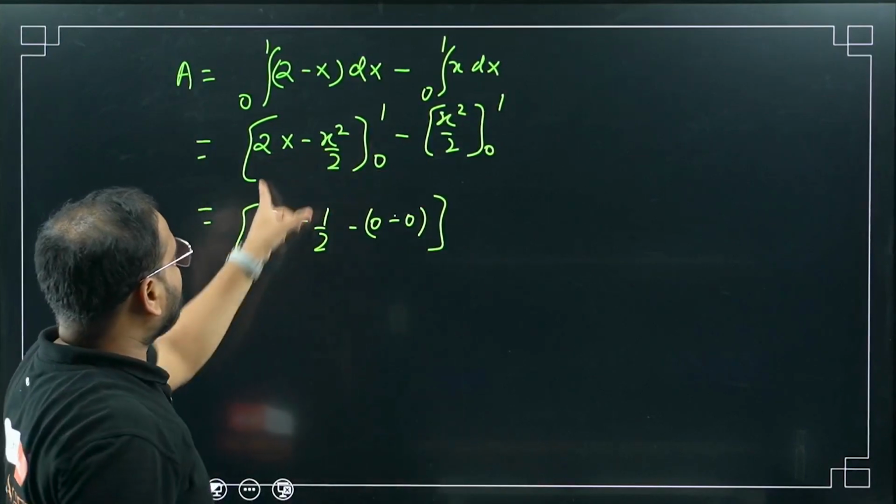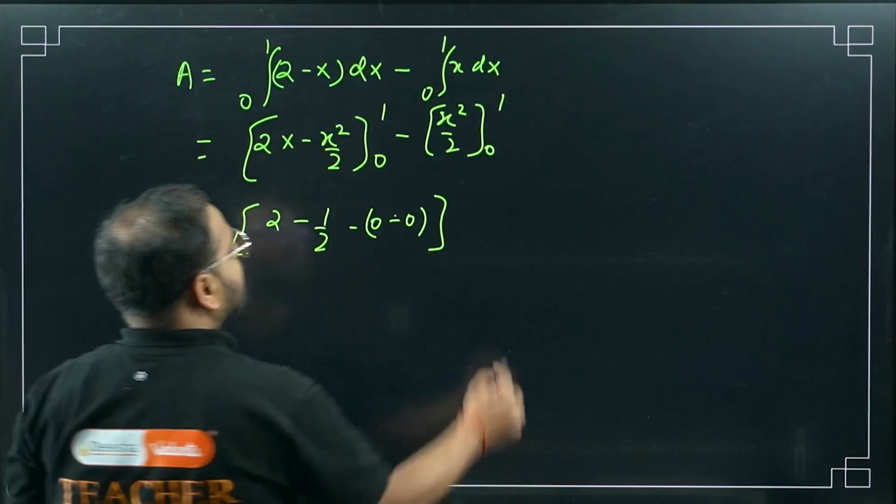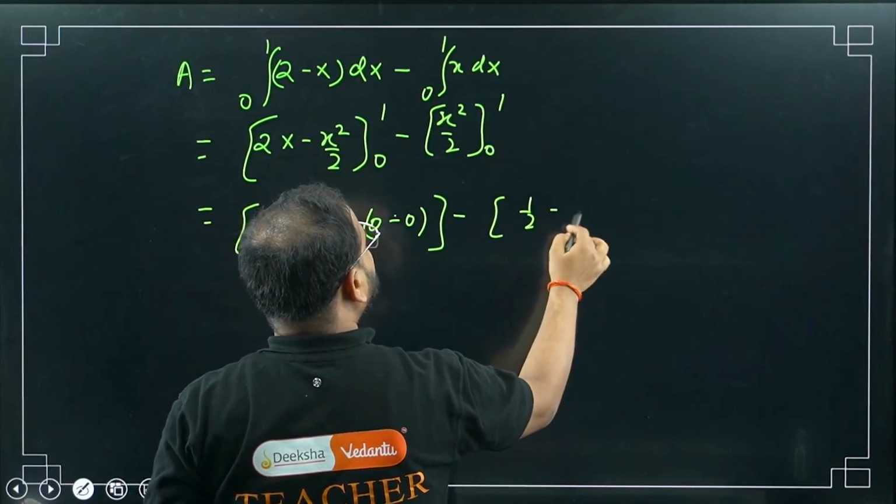Upper limit is what? 1. So 1, 2 and minus 1 by 2. 1 square is going to be 1 only. For lower limit, both of them will become 0. Same thing will open over here. 1 by 2 minus 0.